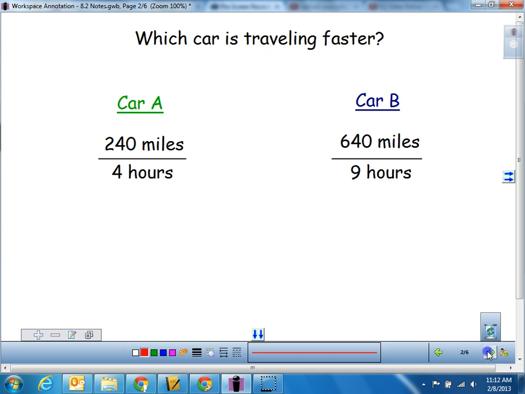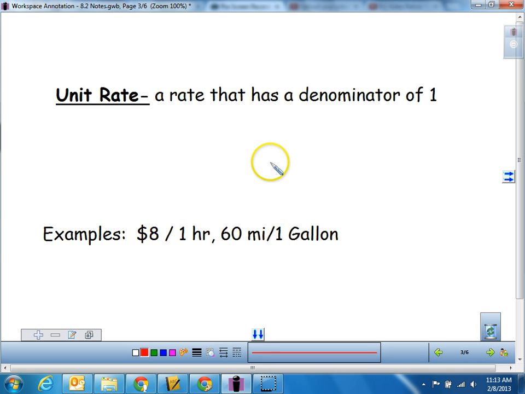So in order to figure it out, we need something called a unit rate. And this is really important here. You're going to want to make sure you get this down and star it, because it's going to appear in all of your homework, all of your quizzes, and your test. It's going to ask you to find the unit rate of things. And a unit rate is just when you can get that denominator to equal 1. We want to know how many dollars per 1 hour you make, 60 miles per 1 gallon of gas. When we can get that unit rate to equal 1, it's much easier to compare.